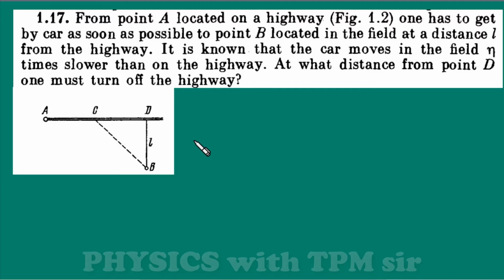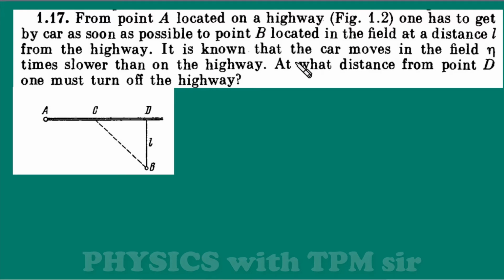So, let's solve this problem number 17 from the book Irodov, chapter Kinematics. Let's comprehend this question first. From point A, located on a highway, one has to move by car as soon as possible to point B. Suppose there is a girl who wants to reach point B as soon as possible. That means she has to reach point B in minimum time.